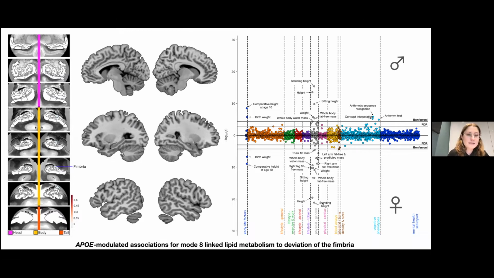If we look at the sets of phenotypes associated with individual expression of this mode, we see that they're all related to body mass, height, and cardiovascular phenotypes. These are all in gray, phenotypes related to weight. So we have water mass, fat-free mass, height, and also some early life factors such as birth weight and comparative height at age 10. It's the same in males, but we see more of these BMI-related phenotypes in females. And again, we have the presence of cognitive hits in males, but not in females.